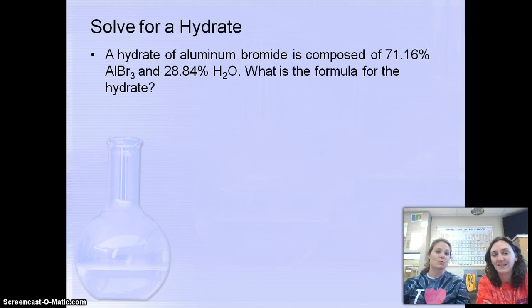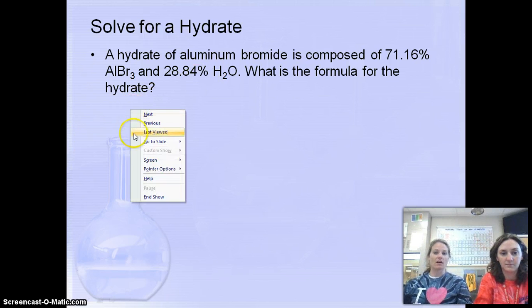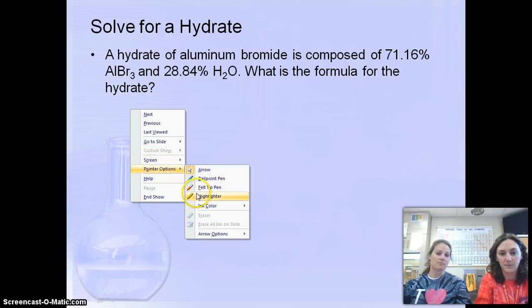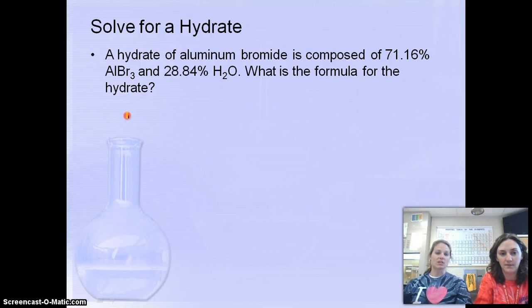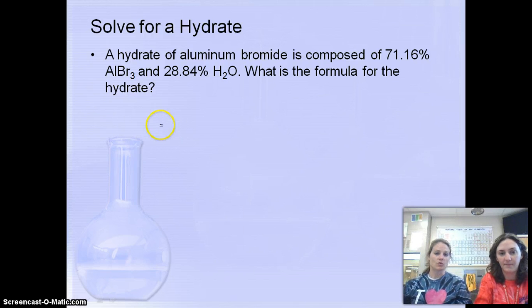We have a hydrate of aluminum bromide composed of 71.16% AlBr3 and 28.84% water. What's the formula for the hydrate? You have to figure out how many waters are there. What would be the number that would go in front of the water? First thing we have to do is get rid of the percent and make it into grams, because we know these percentages add up to 100. We can drop the percent and put it into grams.